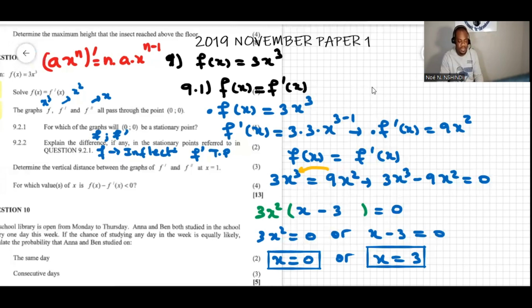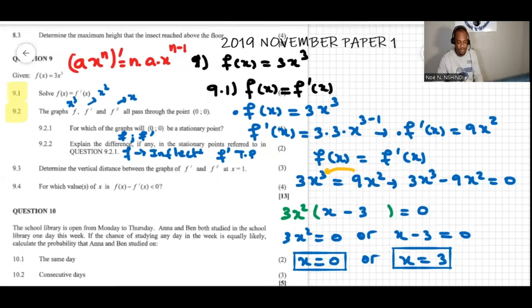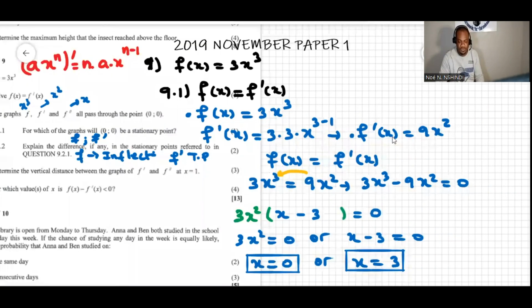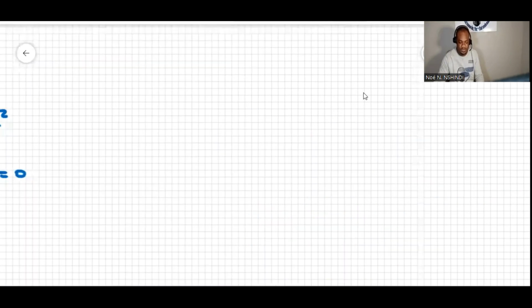And then the next question will be question 9.3. Here the question says: determine the vertical distance between the graphs of f prime and f second at x equal to 1. Remember that the vertical distance is just the change between the y's. I'm going to do it over here. Let me move my board like this.